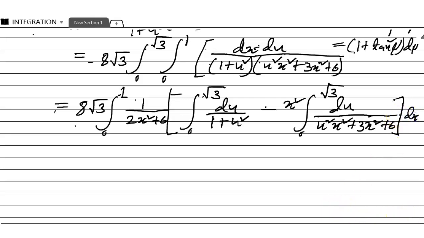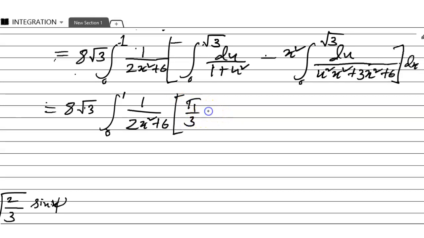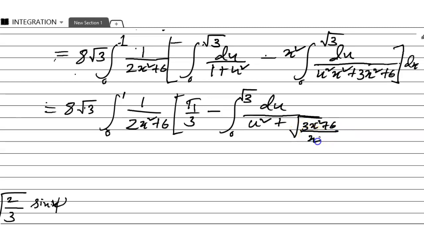Into dx. After that, it can be written this way: 8 root 3 ∫ from 0 to 1, 1 divided by 2 x square plus 6, pi by 3, divided by 0 to root 3 du divided by u square plus 3 x square plus 6 divided by x square, whole square.